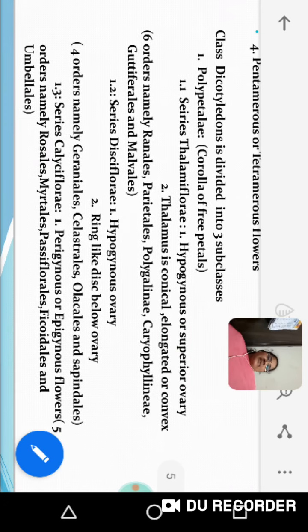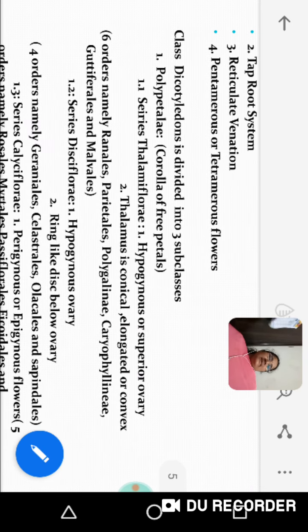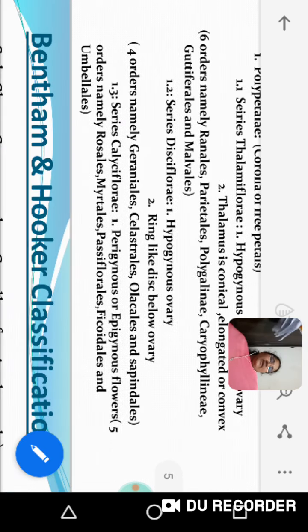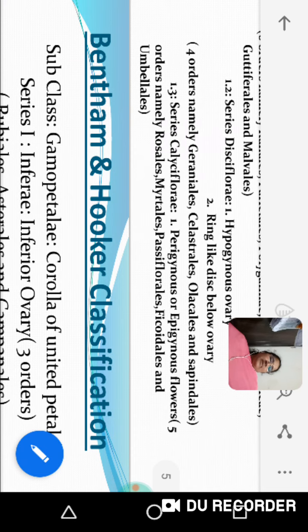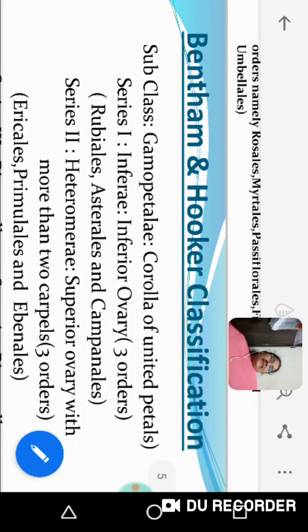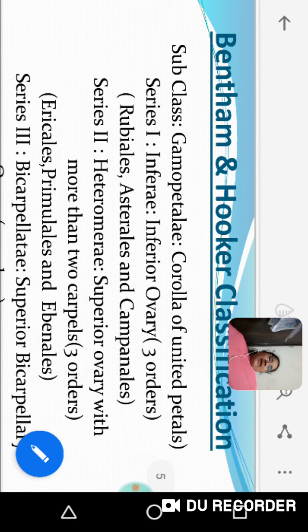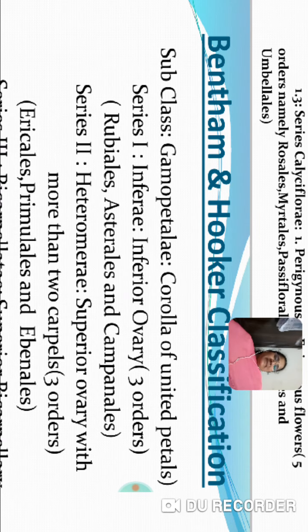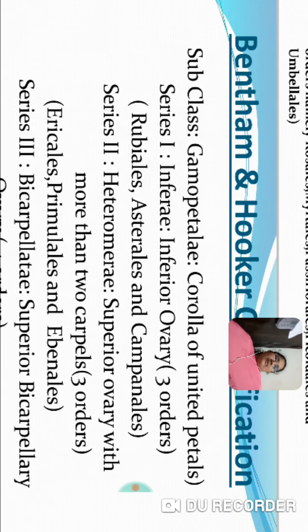So in this way, the dicotyledons is divided into 3 subclasses: Polypetalae, Gamopetalae and Monoclamidae. And Polypetalae is again divided into 3 series, namely Thalamiflorae, Disciflorae and Calciflorae, based on the explained characters. And then the second subclass, Gamopetalae. What is Gamopetalae? The name itself is self-explanatory. Gamo means united or fused. So Gamopetalae means fused petals, where the plant has flowers with united corolla, fused petals.